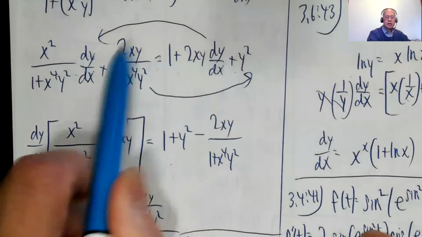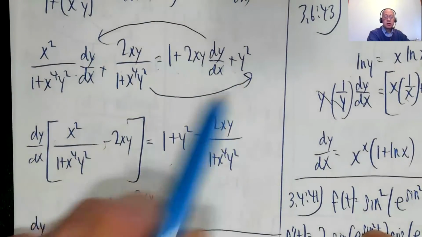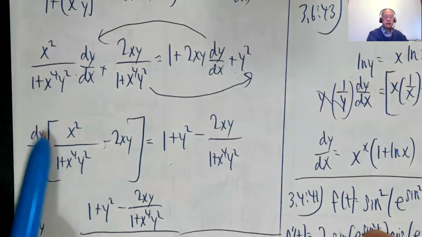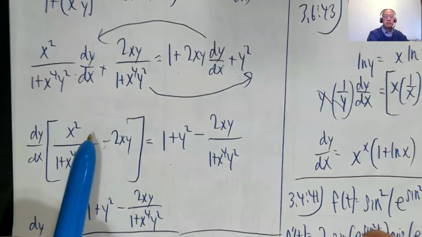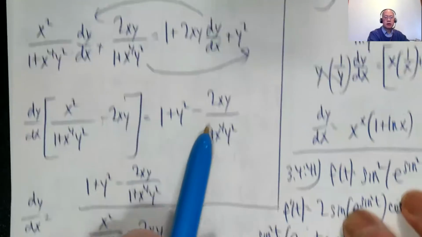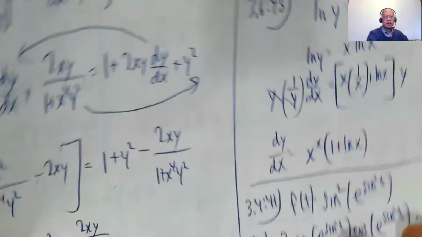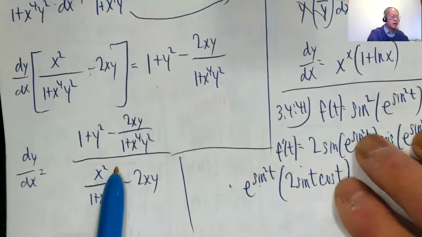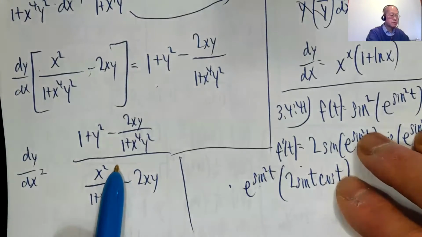Put all the dy dx's on this side, move this over here, factor out the dy dx: x squared over 1 plus x to the fourth y squared, minus 2xy. And this becomes 1 plus y squared minus all that. Divide both sides by this. And this is essentially what you have for that one.